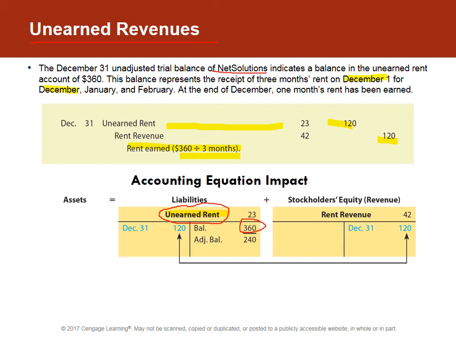Now this time when revenue was earned, we didn't get a check. We don't have an accounts receivable. We show that out of the $360 that was paid in advance, we have now earned, as of December 31st, $120. Notice the adjusted balance right here of $240. That's what's left over. And we'll see that when we do our trial balance at the end. Okay, so our unearned rent has gone down, but our stockholders' equity has gone up.